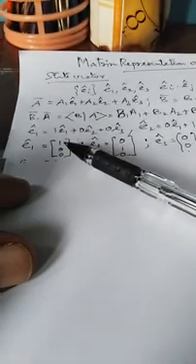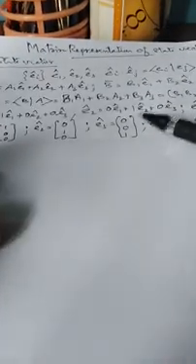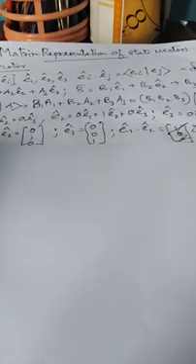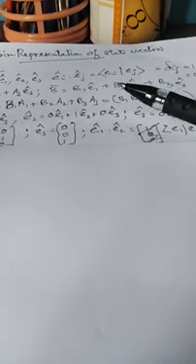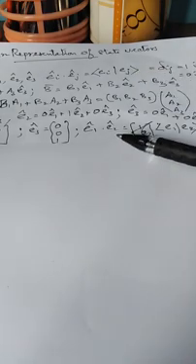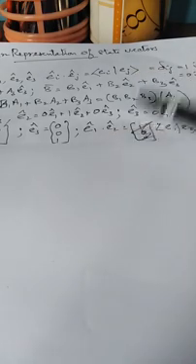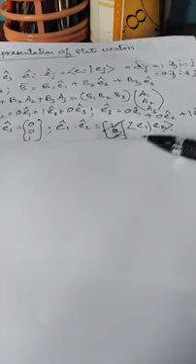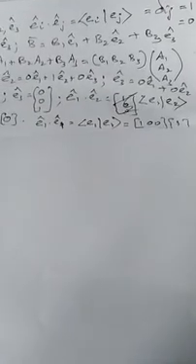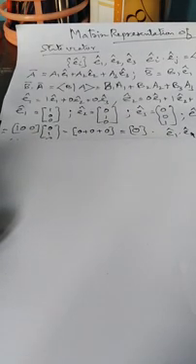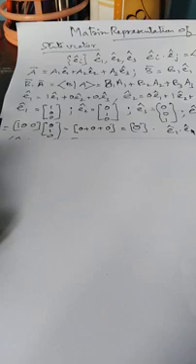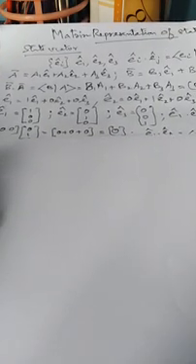e1 cap is equal to the column matrix 1, 0, 0. e2 cap is equal to the column matrix 0, 1, 0. And e3 cap is equal to the column matrix 0, 0, 1. If we take the dot product between these two vectors e1 and e2, e1 cap dot e2 cap is equal to bra e1 ket e2, which is the matrix product of the row matrix 1, 0, 0 with the column matrix 0, 1, 0, which is equal to 0, a null matrix.